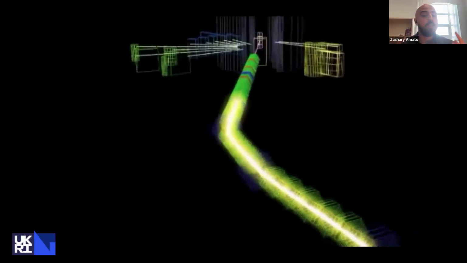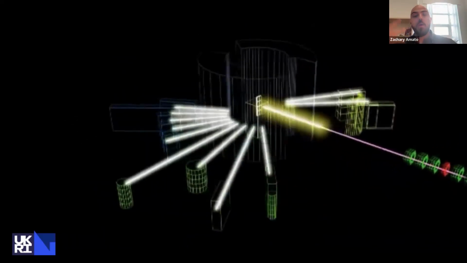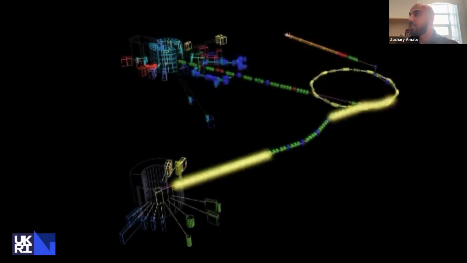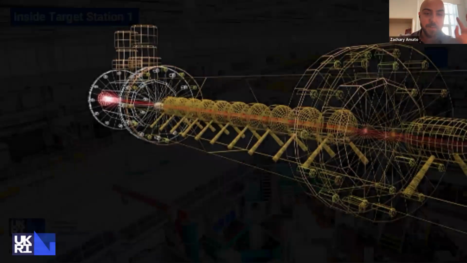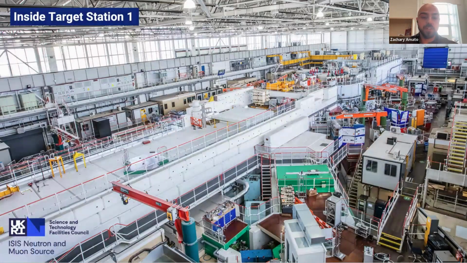They'll collide with a very heavy tungsten target, and that creates neutrons through the spallation process. And those neutrons go off to our different instruments. I think, as you can see, hopefully that is working, but I'll pray for it. It doesn't always work, that video. But to give you an idea, this is what the inside of these target stations look like.